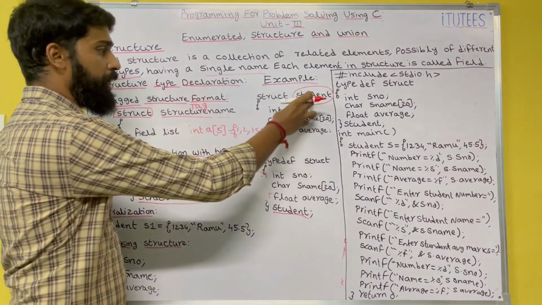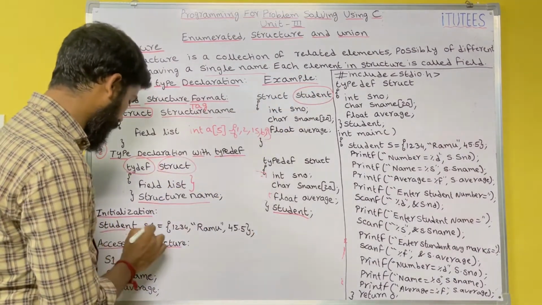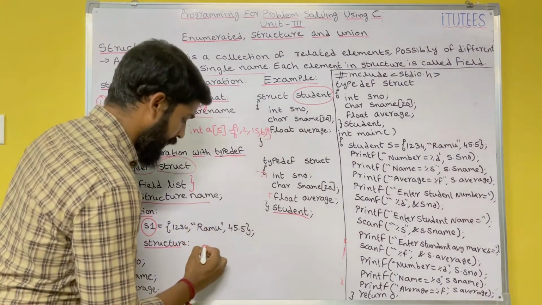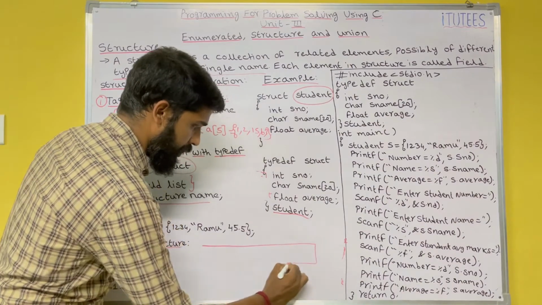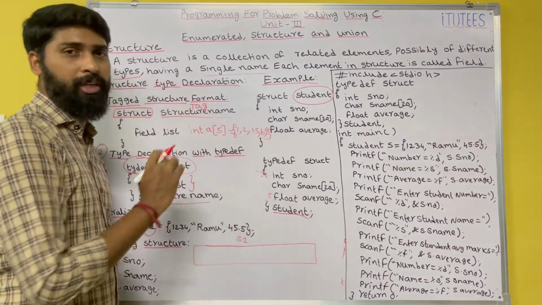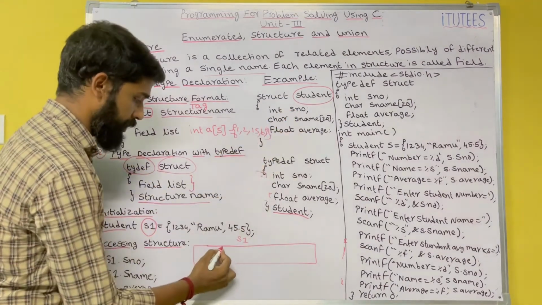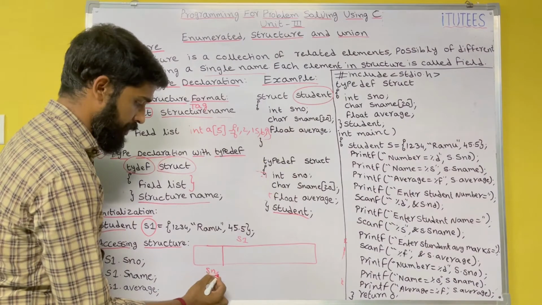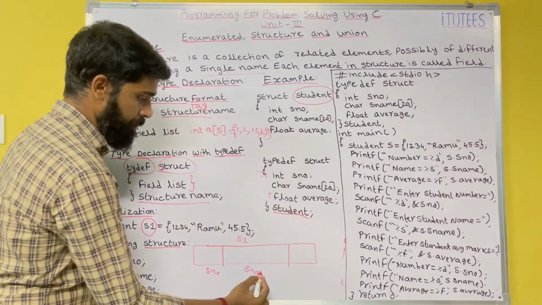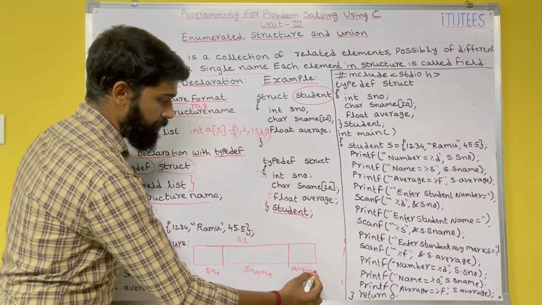First, you create a variable of this data type. So I can write like this: student s1. Now s1 is a variable of student type. Now what does the student contain? s number, and s name, and float average. So this is the float.